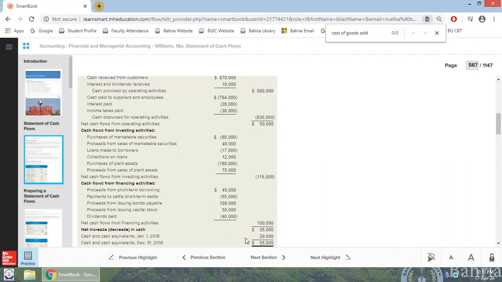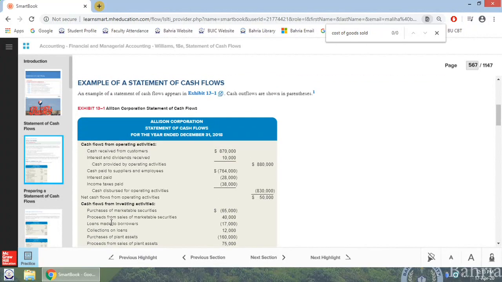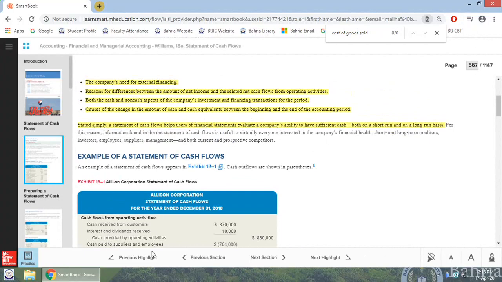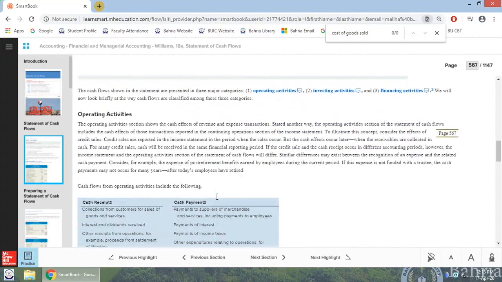If it's a net increase, you just add it with that. If it was a net decrease, it would be netted off here, right? So there goes about the most common use of the most commonly used cash flows format. And let's just go ahead with operating activities.